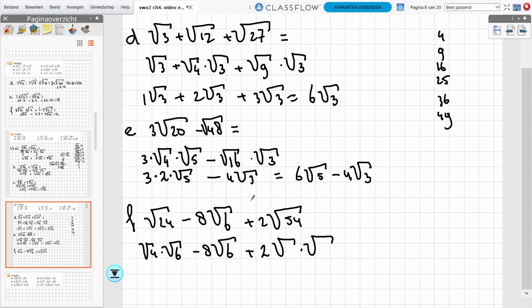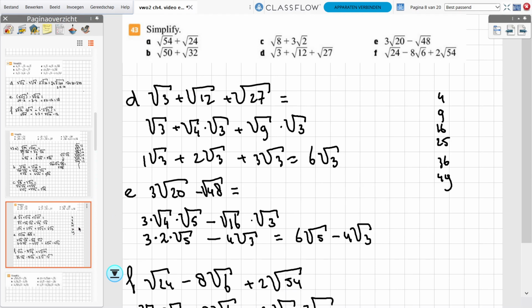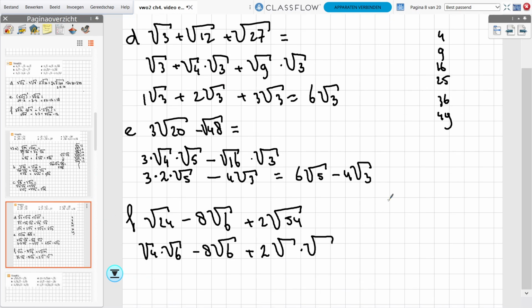I think we already saw this one at A, right? So when you're going to make more of those exercises, you're going to recognize how to factorize as well. Here we can factorize by 9 times 6. And here we do find a nice string of root 6 again, because this is 2 root 6 minus 8 root 6 plus 2 times root 9. That's 3. So you find 2 times 3 root 6. 2 times 3 root 6 is 6 root 6.